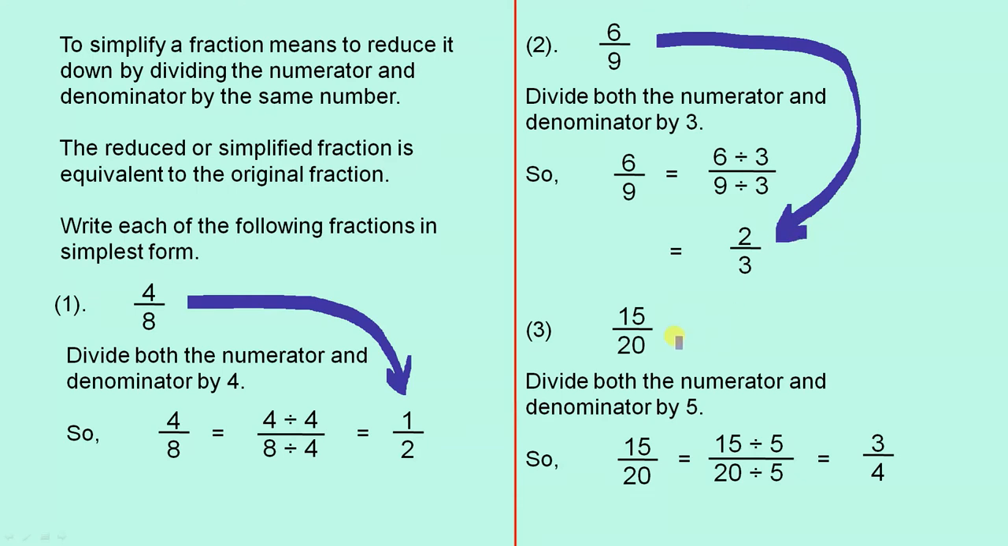15 over 20. Divide both the numerator and denominator by 5. That's quite easy to see. So 15 over 20 will be 15 divided by 5 over 20 divided by 5. 15 divided by 5 is 3. 20 divided by 5 is 4. That's the original fraction, and that's the simplified version.